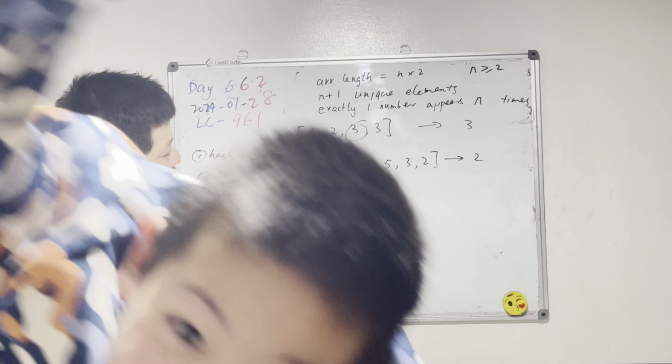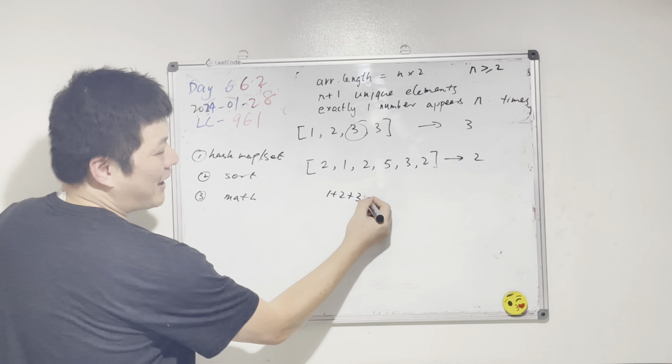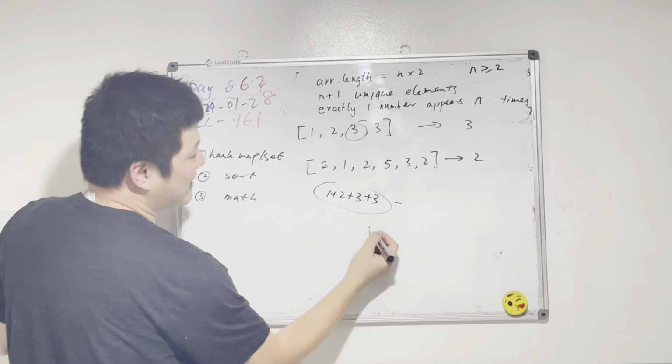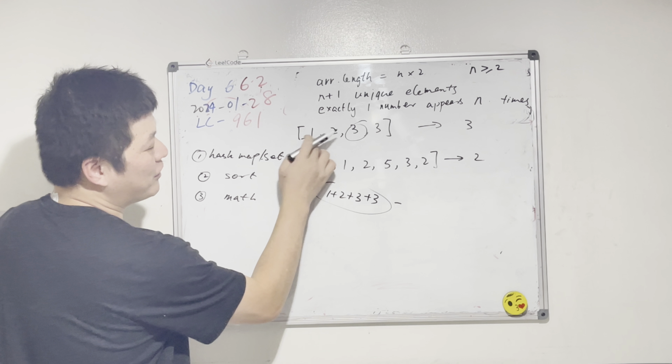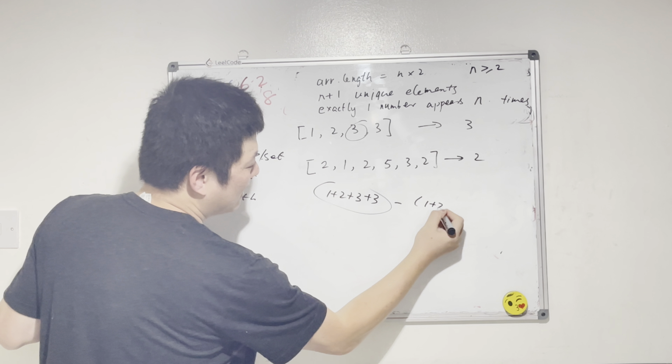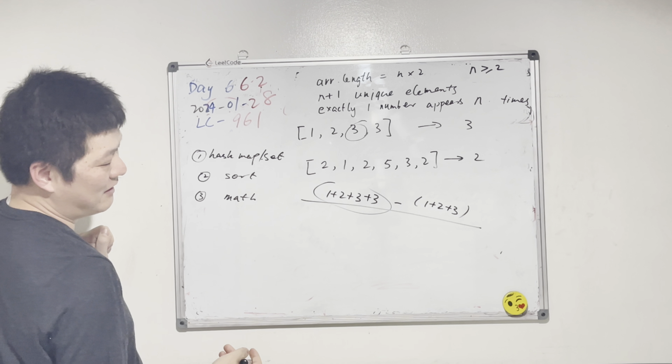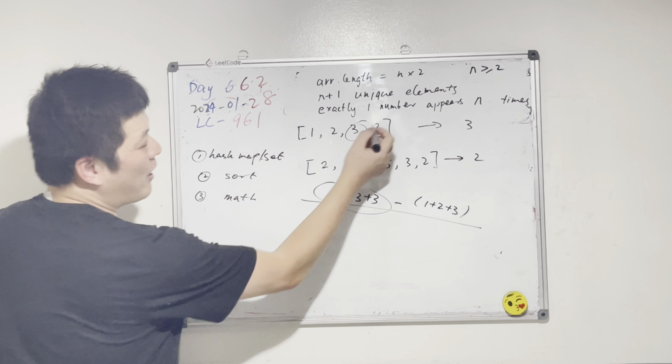It's 1 plus 2 plus 3 plus 3. This is all the numbers in this array, minus the unique numbers: 1, 2, 3. And then divided by how many numbers? Divided by only one number, right?